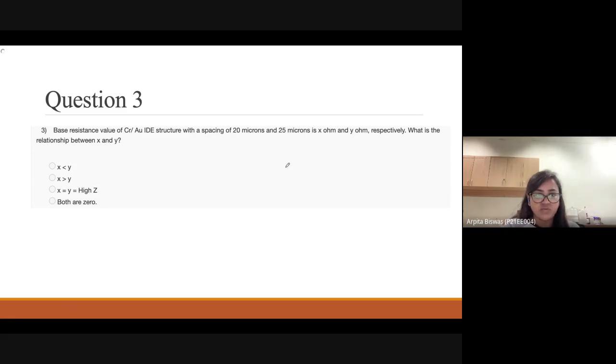Base resistance value of chrome and gold IDE structure with a spacing of 20 microns and 25 microns is X ohm and Y ohm, respectively. What is the relationship between the X and Y? First option is X less than Y. The second option is X greater than Y. The third option is X equal to Y equal to high rate. And the last option is both are zero. So please find out the right answer.